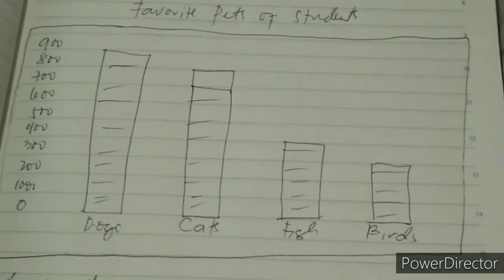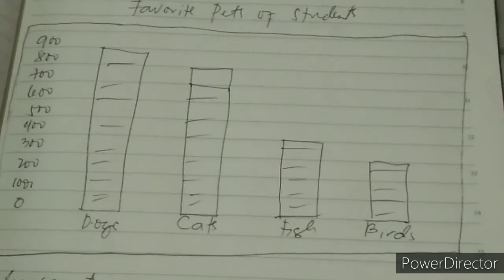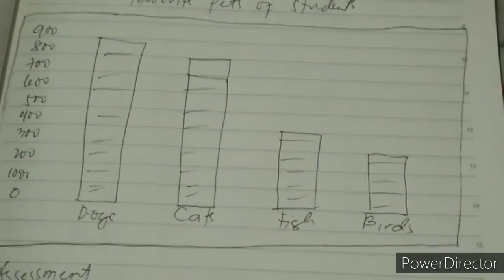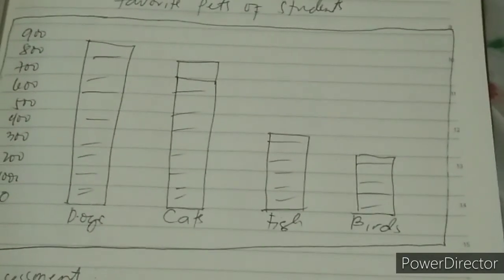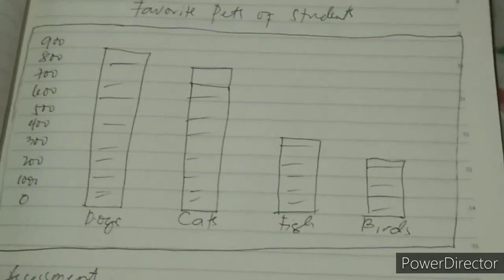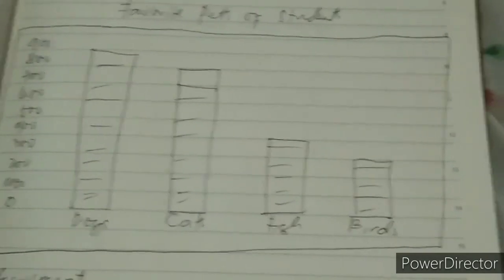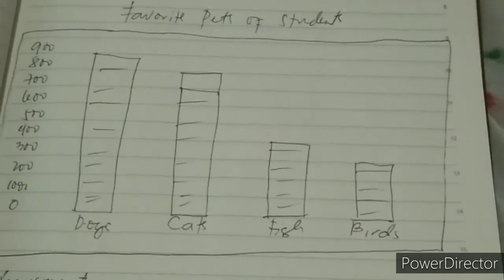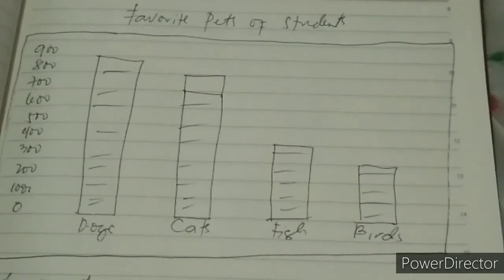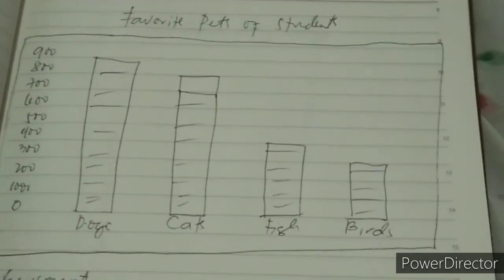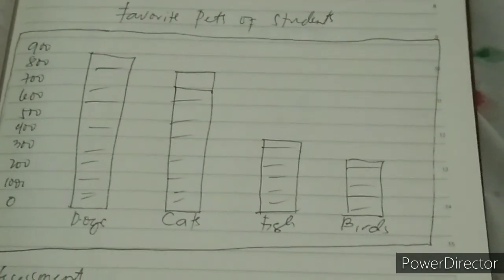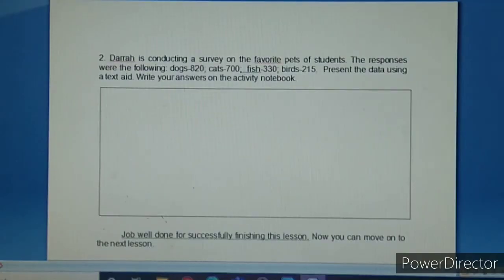So cats, you have to draw a bar. Okay. Next, for the fish, how many fish? And birds, how many birds? So you have to draw bars in each of the animals. So that's it for number 2. You are going again to use the bar graph.